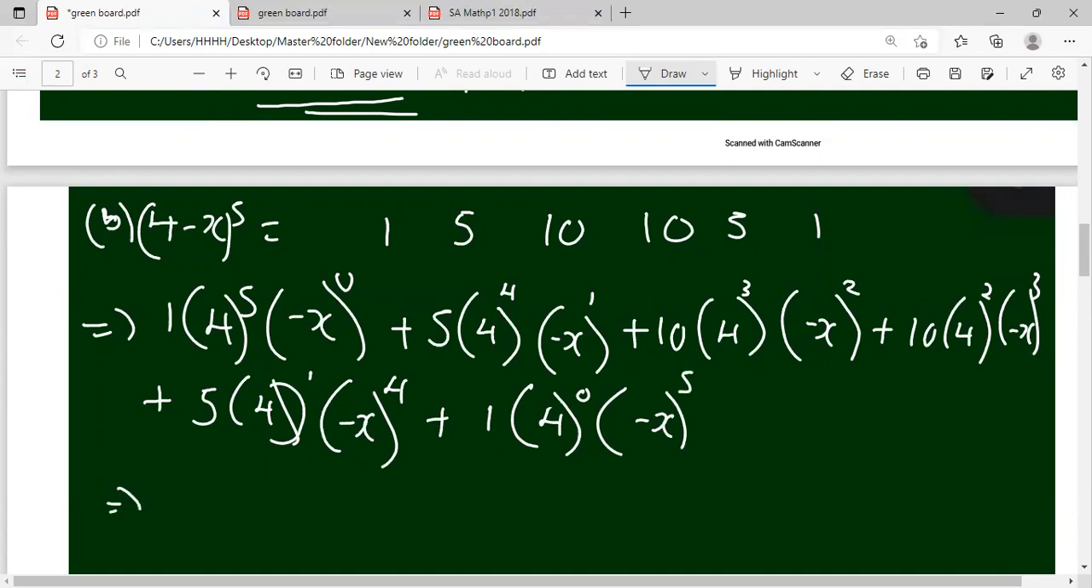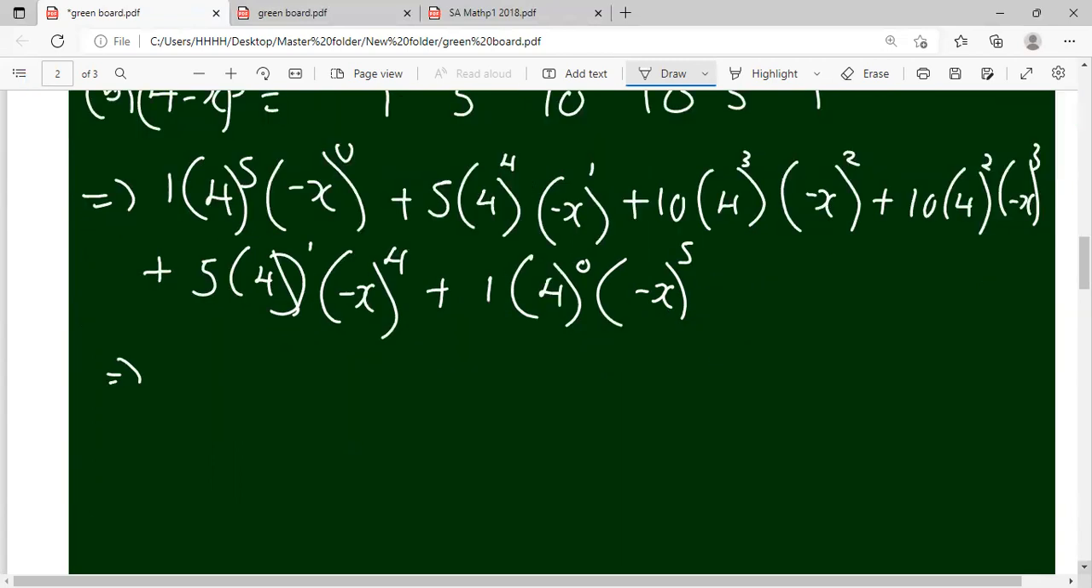What does this mean? What this means is that negative x to the power 0 is a 1. So 1 by 4 to the power 5 is 4 to the power 5, by 1 is 4 to the power 5. So you need to find 4 to the power 5. So 4 to the power 5, we are going to get 1024.